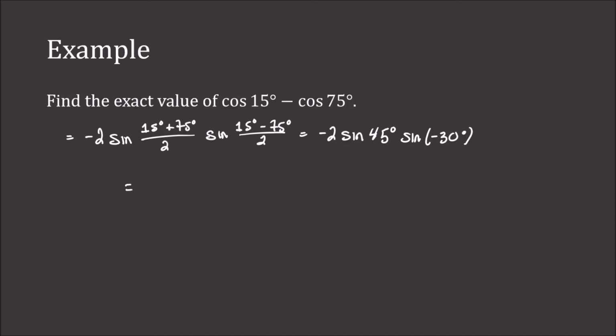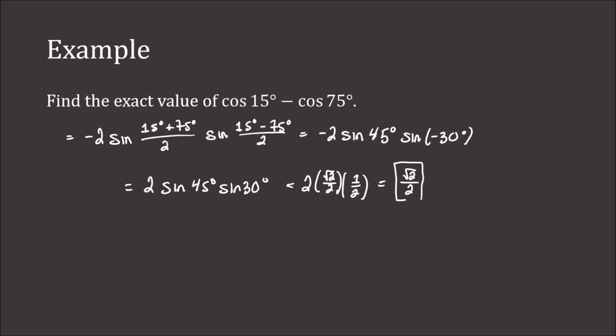Right, sine is odd, so we could write this as 2 times the sine of 45 degrees times the sine of 30 degrees. This will be 2 times root 2 over 2 times, now sine of 30 is a half, and we wind up with root 2 over 2.